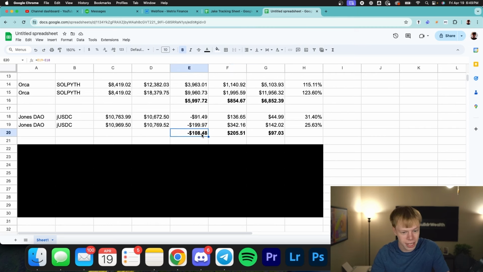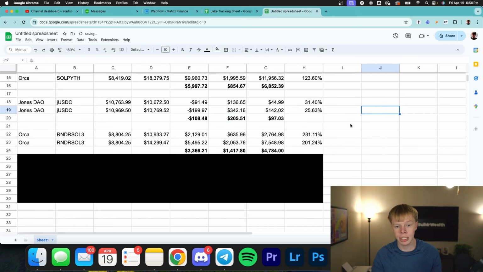That's actually inaccurate. I did not lose 108 bucks. It's just what I was recording this as was the actual market price, not the redemption price of JUSDC. So I actually didn't lose 108 bucks. I did come out to an overall profit of $205 just from yield in this position. So I'm pretty happy with that. That was stablecoins doing roughly 25% per year.